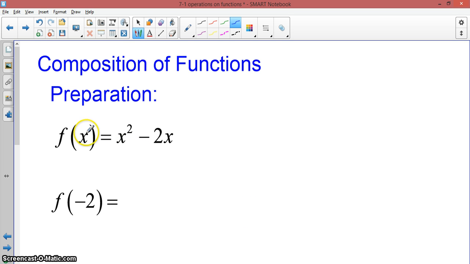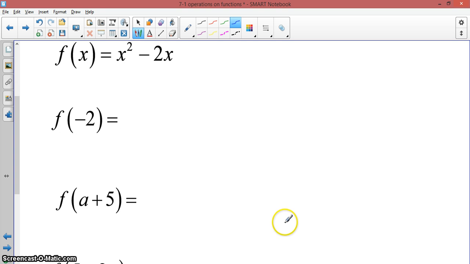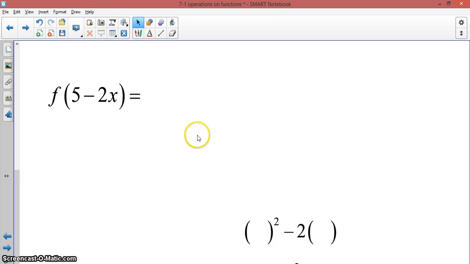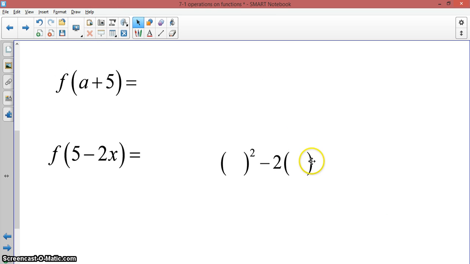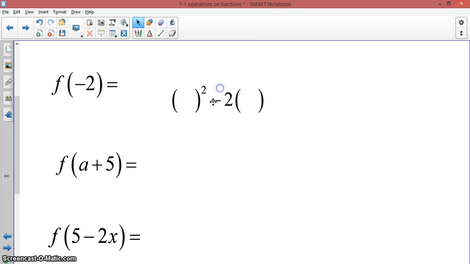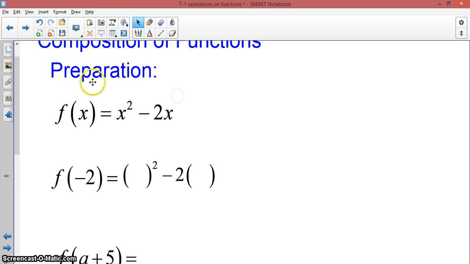So let's say you have a function f of x equals x squared minus 2x. So f of negative 2 is what you get when you plug in negative 2 for x. So let me actually cheat a little bit. I've got little templates here. So I'll bring it up. Okay, and so remember what that means. x squared minus 2x. So something squared minus 2 times that same something.